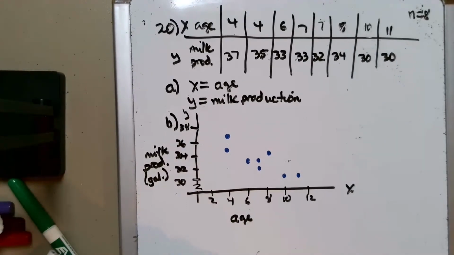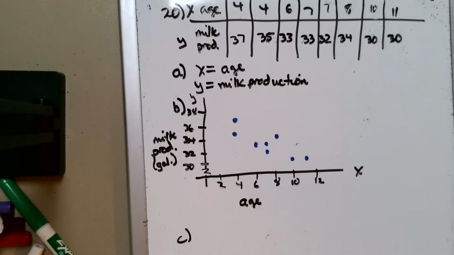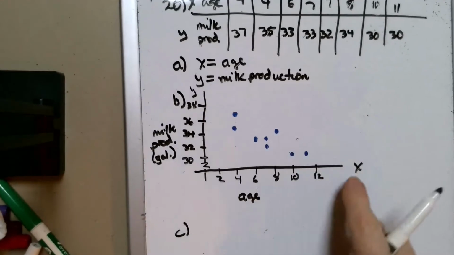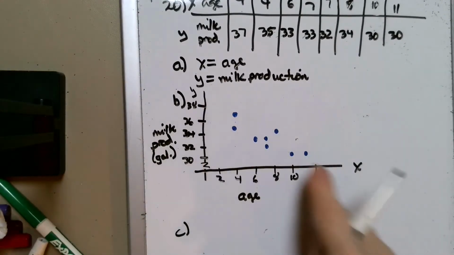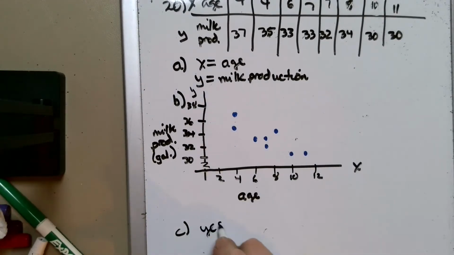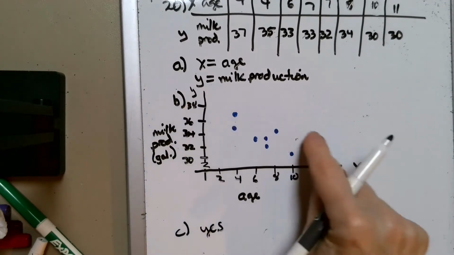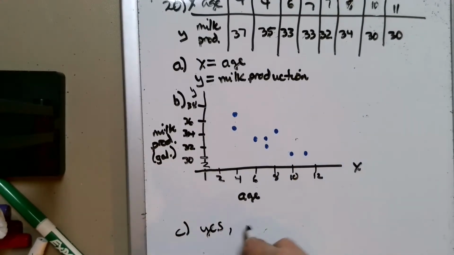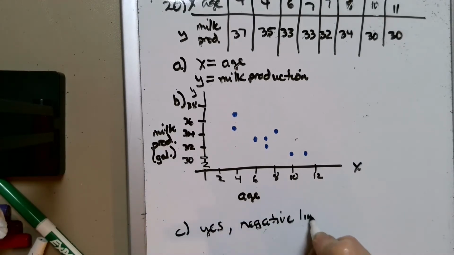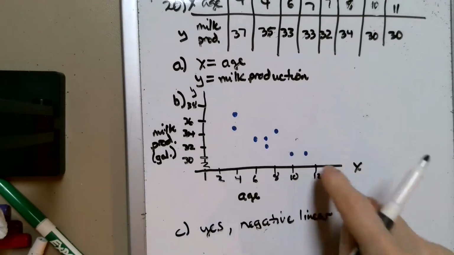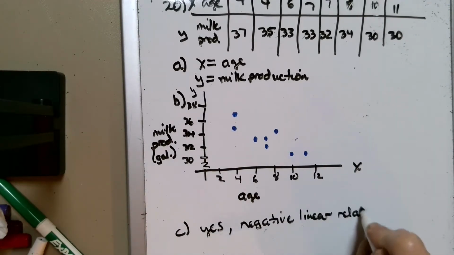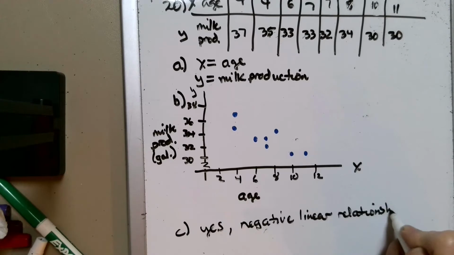So question C says, does the data suggest a linear relationship? So if you kind of look at this, maybe from a distance, it looks like a straight line. So I would say yes, it suggests a linear relationship. If so, what kind of relationship? Well, as X age increases, Y milk production decreases. So this is a negative linear relationship, because as X increases, Y decreases. If this were a straight line, it would have a negative slope.